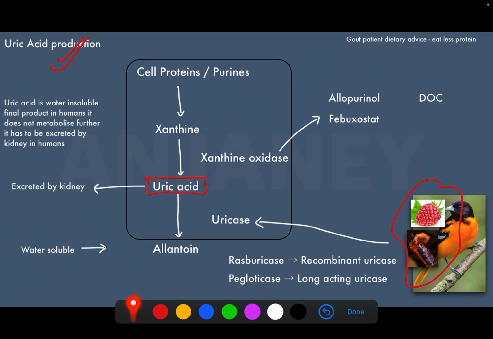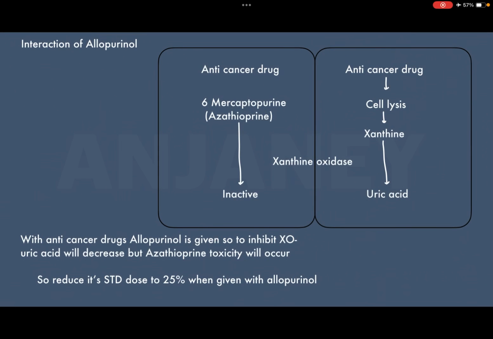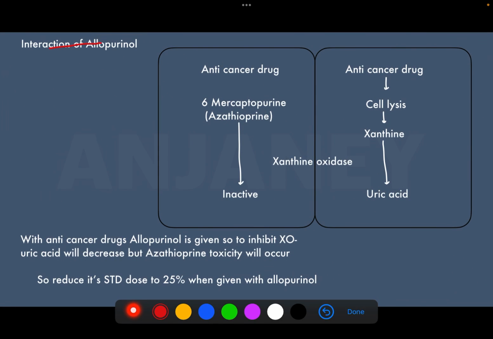And why do we need that? Because this uric acid was insoluble in water, it was causing stones, right? So we need a water soluble form which does not cause stones in your kidney. So we are giving rasburicase and pegloticase. These three drugs are done. And why is all this problem happening? Because we have a lot of proteins which are making uric acid, right? So we advise the patient with gout to eat less protein. Okay, done. Now we are studying one interaction of allopurinol.